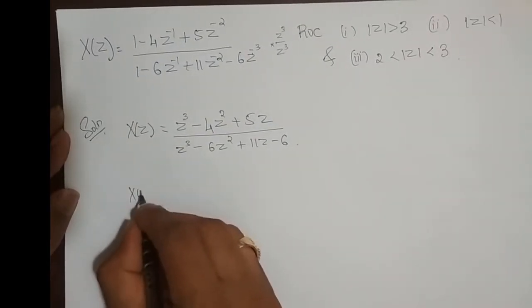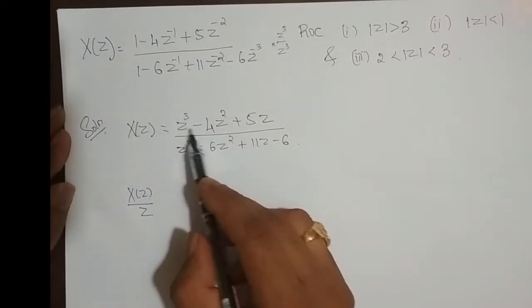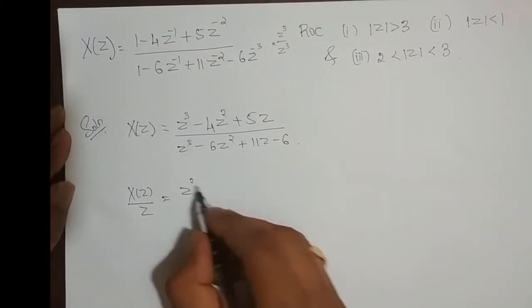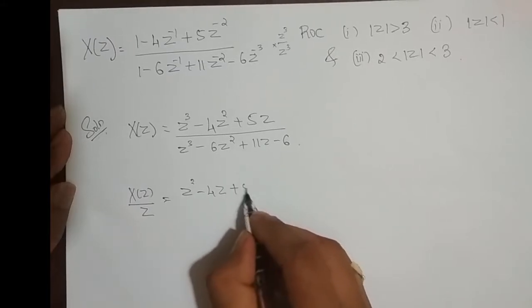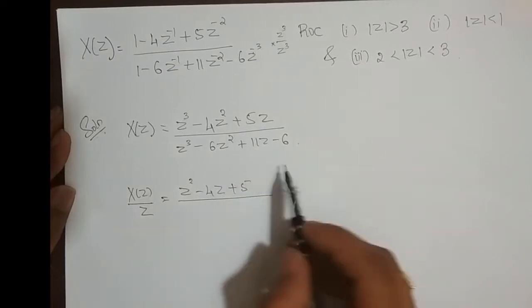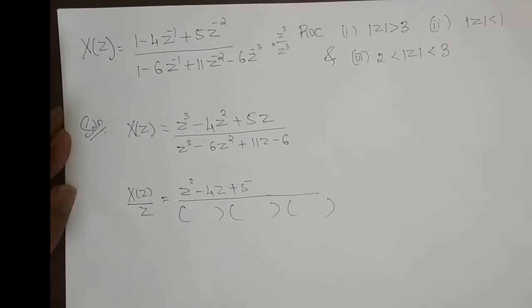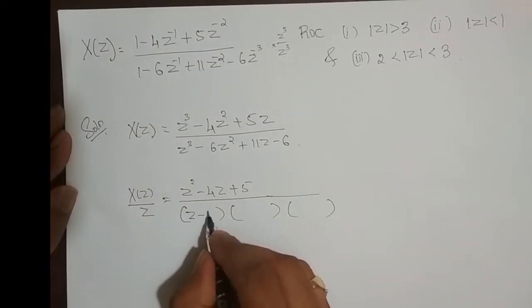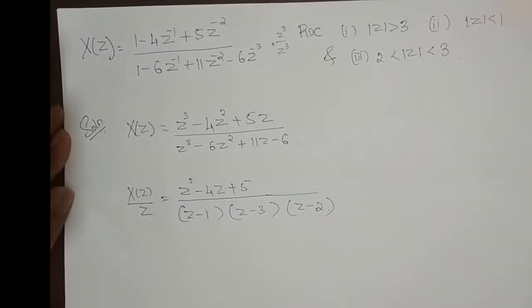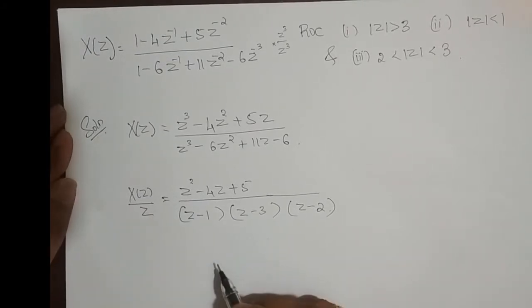Next, I need to bring it into the form of x of z by z. If I take z common and take it to the left hand side, I end up with z square minus 4z plus 5, whole divided by a third degree polynomial, so I need to factorize it. I will have 3 roots or 3 poles. One pole is at z equal to 1, the other pole is at z equal to 3, and the other pole is at z equal to 2. You can solve it in your calculator with equation degree 3. You just check it once.